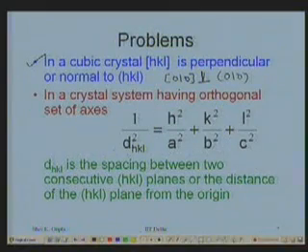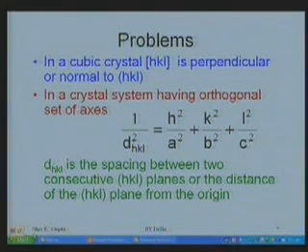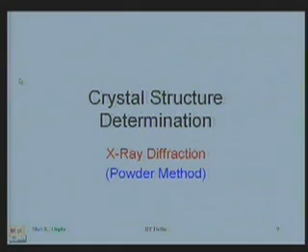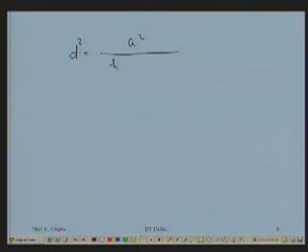Now, we shall use this formula for the cubic system. In a cubic system, notice that A equals B equals C. On the right hand side, I have a common denominator, and therefore 1 upon D square becomes equal to H square plus K square plus L square divided by A square, which I make reciprocal. I can write it like this: D square is equal to A square divided by H square plus K square plus L square.